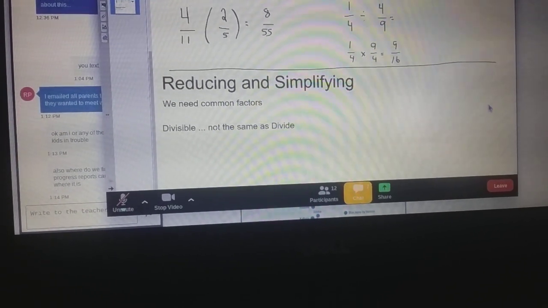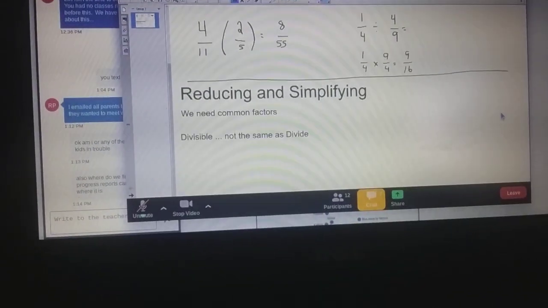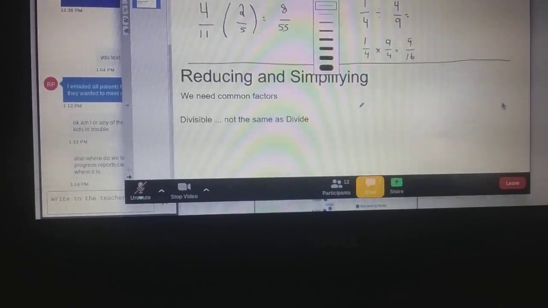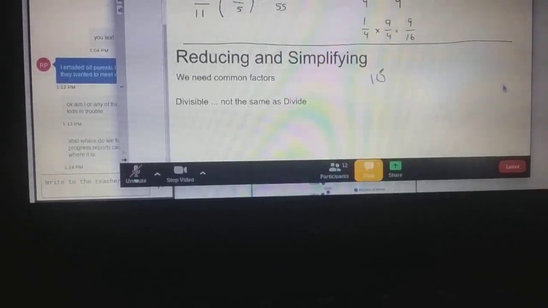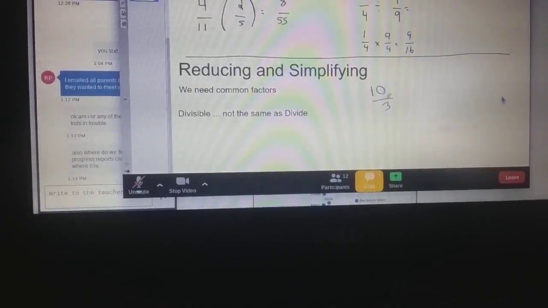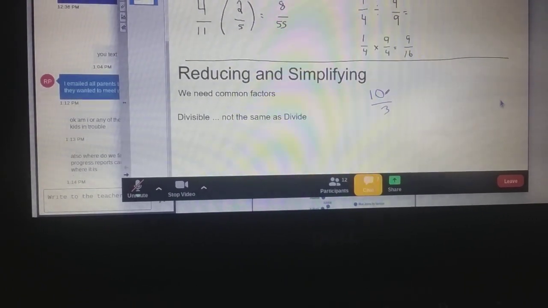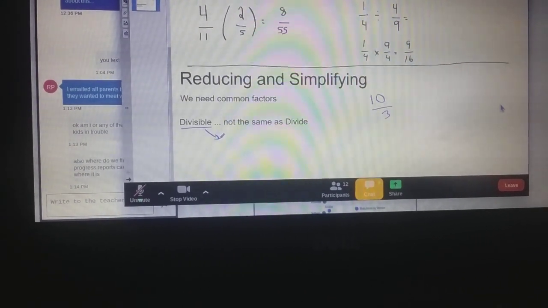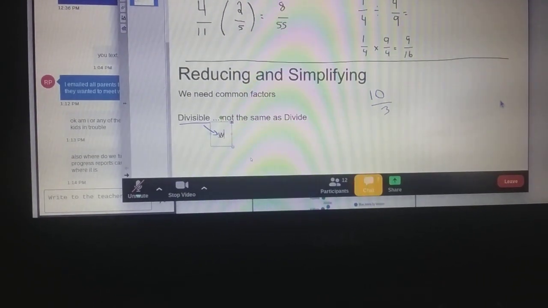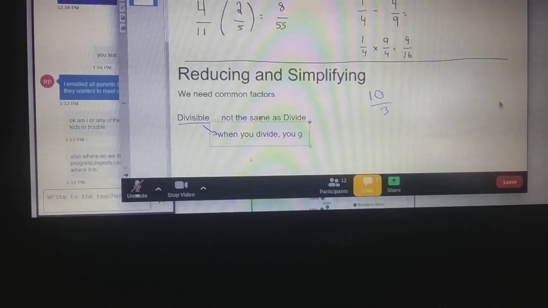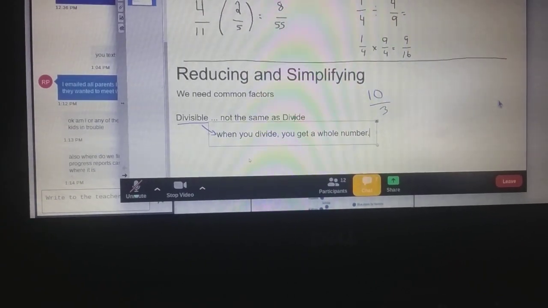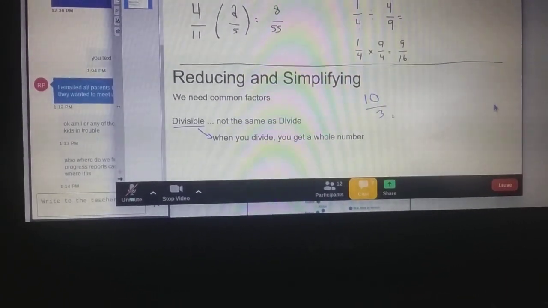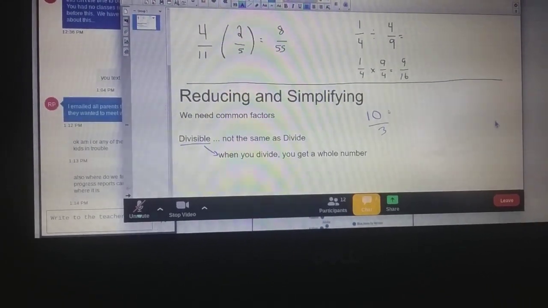Because what happens here is you can, Luna, you can divide any number by any number that is not 0. So I could take 10, and I can divide that by anything that's not 0. So I can divide 10 by 3. You can divide any number by any non-zero number. You can do that. Divisible, though, means when you divide, you get a whole number. So you would say 10 is not divisible by 3 because you don't get a whole number. You can divide 10 by 3.